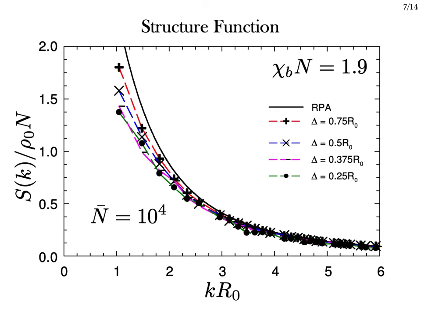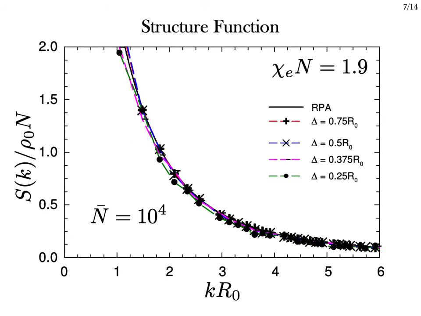Moving to shorter chains, n bar of 10 to the 4, the difference is a bit more obvious. That is, there's less overlap between different datasets. Once again, looking at the structure functions calculated at the same effective chi, the difference essentially vanishes and the curves collapse onto one another.